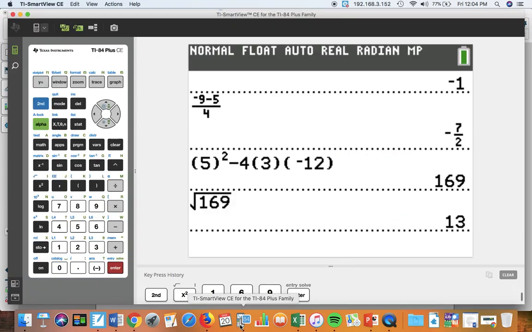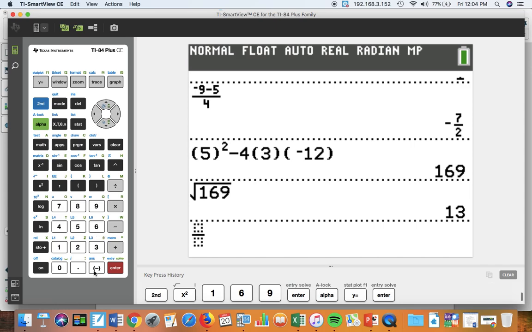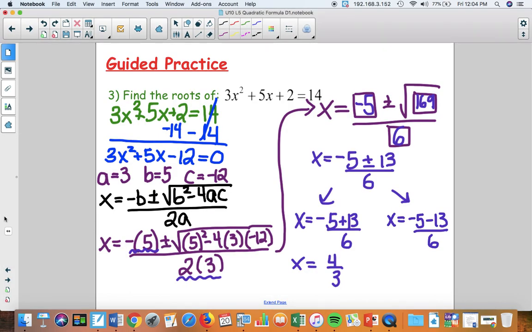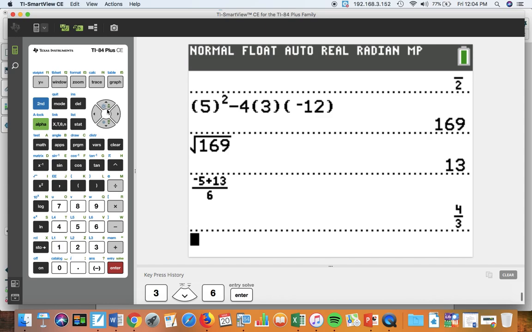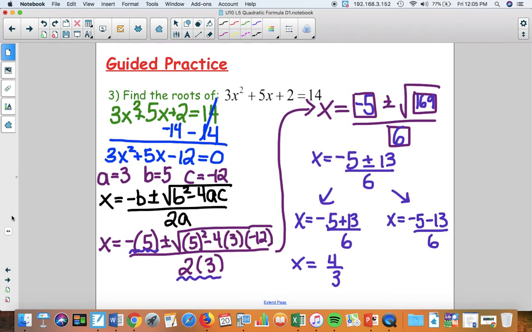So we use our calculator to get these answers. Alpha y equals -5 plus 13 over 6, and we get 4 over 3 for that answer. So x is 4 over 3. Scroll back up, and let's change that plus to a minus, and we get -3. So these are our two answers for this problem.